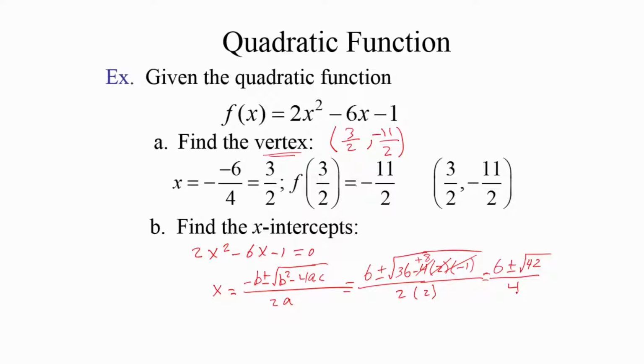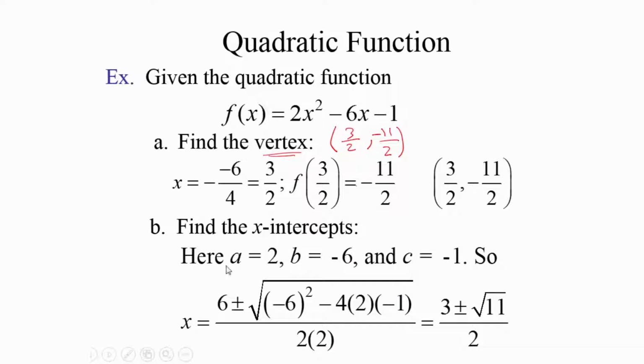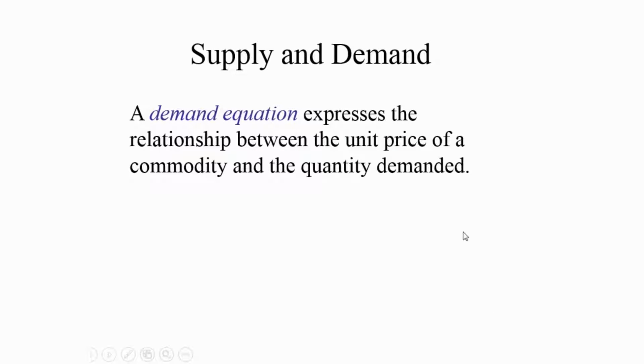Okay. So those are the two answers. See what they did. So x is equal to that, and they simplify that, and it would be 3 divided by 2 square root of 11. When you simplify it, it would be that.